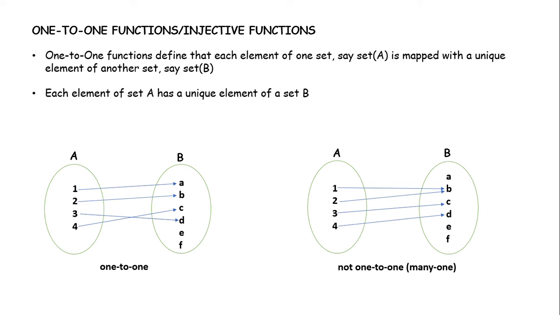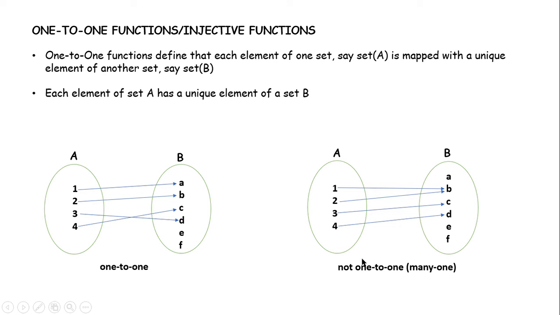Again, this is not an onto function also, because here the two elements E and F have been left out and have not been assigned as an image to any element from set A. So this is not a one-to-one function and this is not an onto function also.